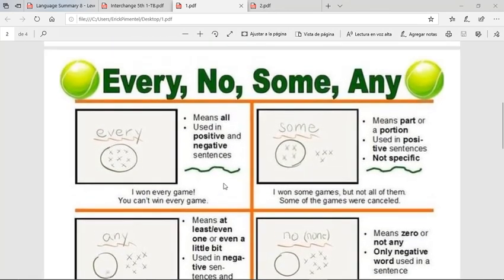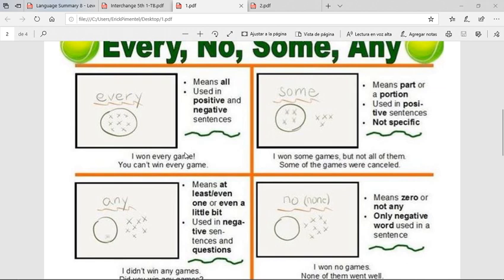Okay. We have some important things with every, no, some, and any. And how can you use them? Okay. Every means all. It can be used in positive and negative sentences. For example, every X is on the circle here. I won every game. It means all the games. You can win every game, okay? If it's positive or negative.